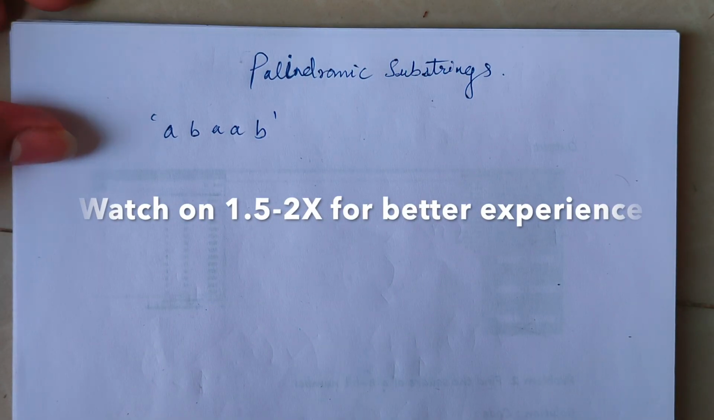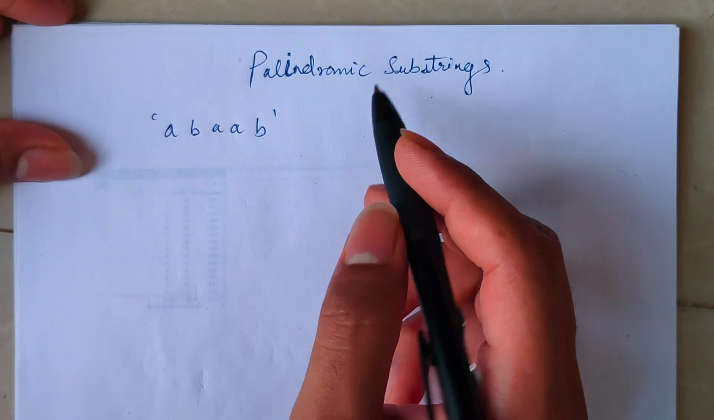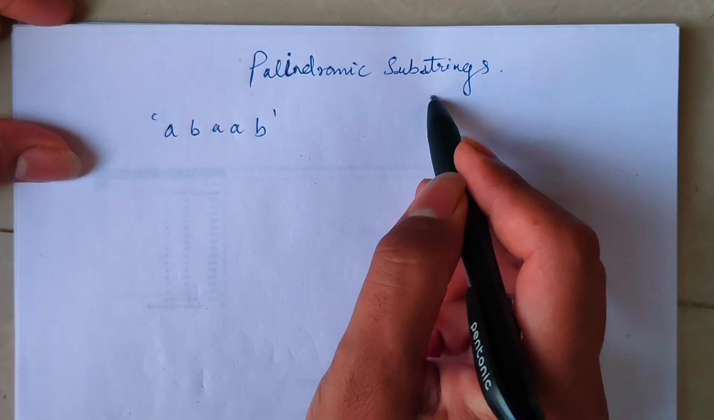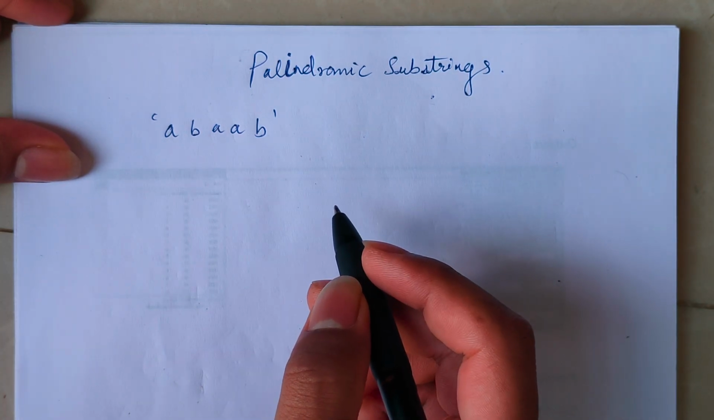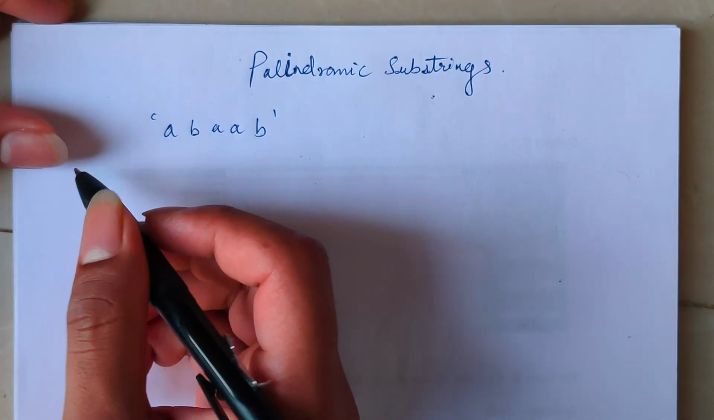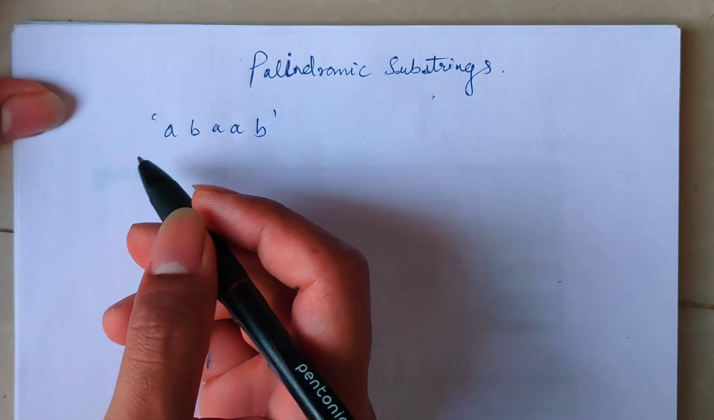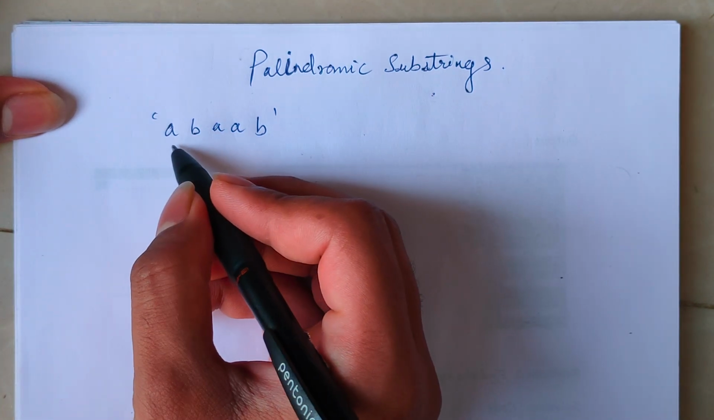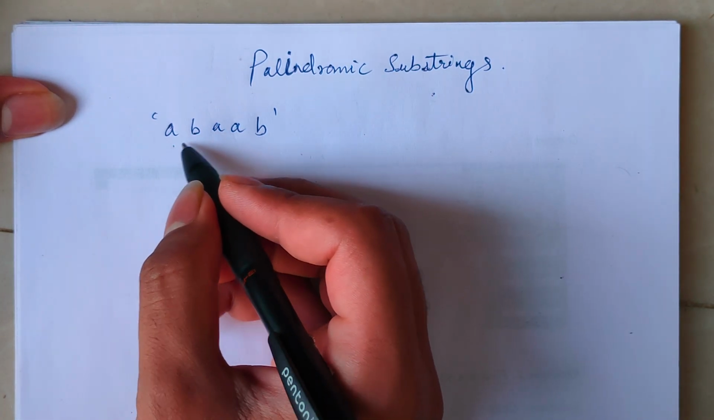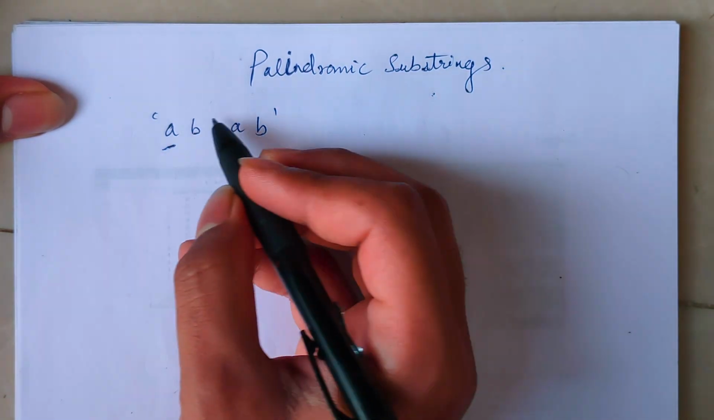Hi everyone. So today we are going to solve a problem that is palindromic substrings. Means in this problem we need to get the number of substrings which are palindrome. So in this case we can see that A is also a palindrome, means every character would be a palindrome.